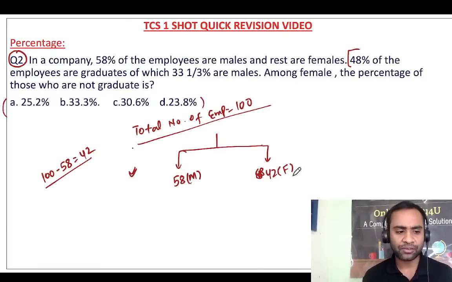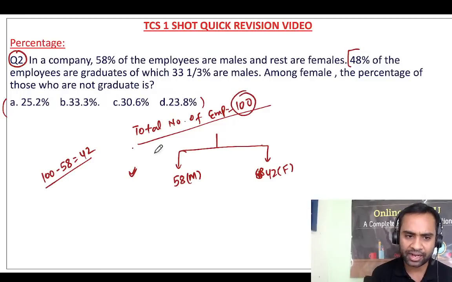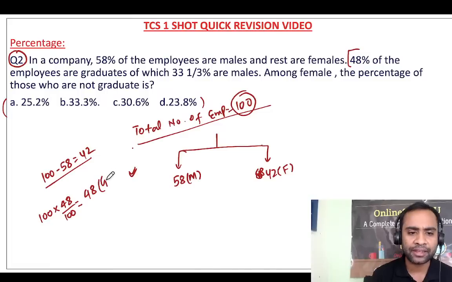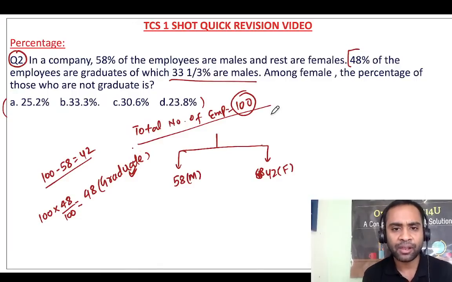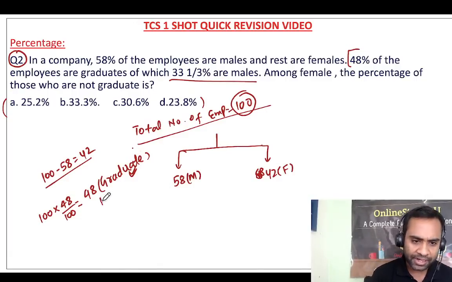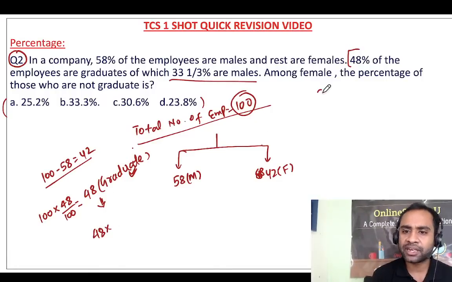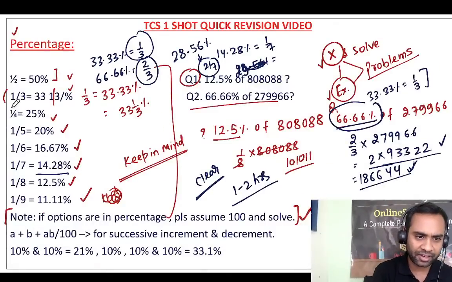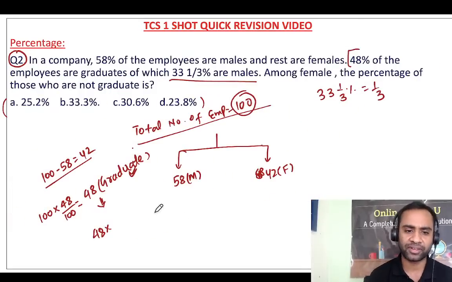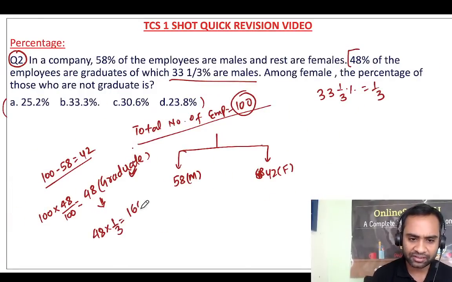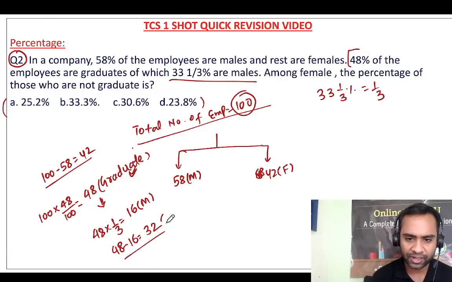Now, 42 are female, right? Now 48% of the employees are graduate. Total is 100. Sir, 48% are graduate, then 100 into 48 by 100, that means total 48 is graduate. Clear? And then they said 33 1/3 percentage are male. So of the 48 total graduates, 33 1/3 percentage is what? Sir, 1/3. I have discussed 1/3 is 33 1/3 percentage. So 1/3 of 48 is 16. 16 is male, then the rest will be female. So 48 minus 16, that is 32, is female, right?